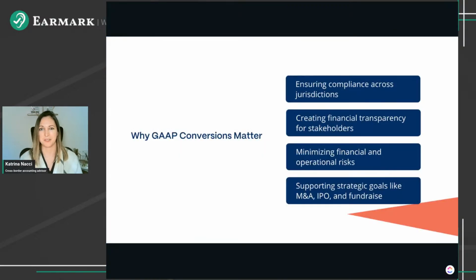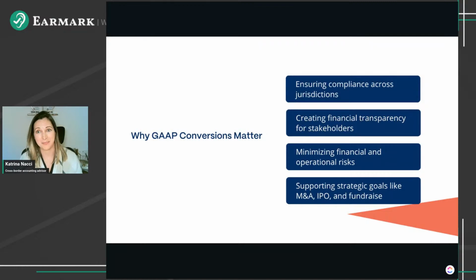So of course, GAAP conversions matter. Firstly, because you want to make sure you're keeping the integrity of your local GAAP across Europe, for example, to make sure that you're staying compliant across all of the different jurisdictions. Every country in Europe basically has their own local GAAP, and there are specific timelines associated with putting your tax returns together and potentially also uploading them to public domains, depending on the company and country and company size, etc. So you want to make sure that you're staying compliant.